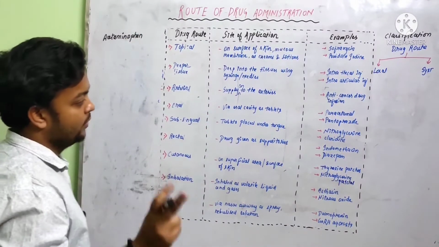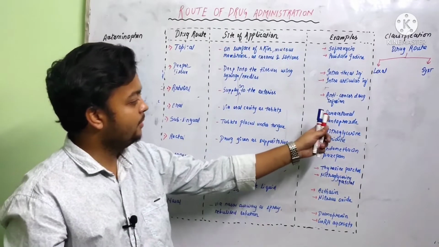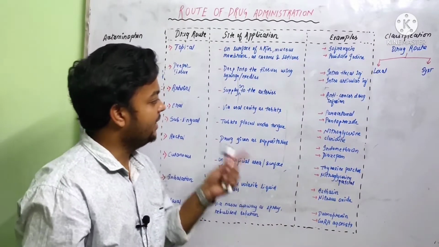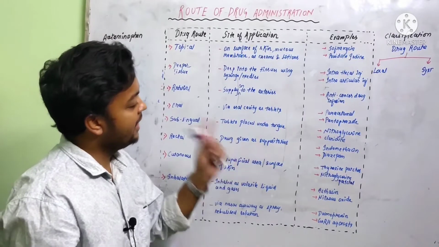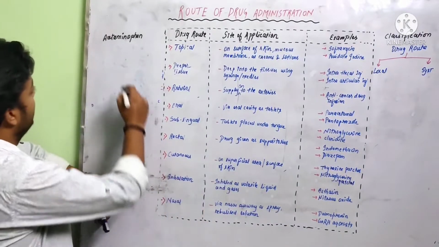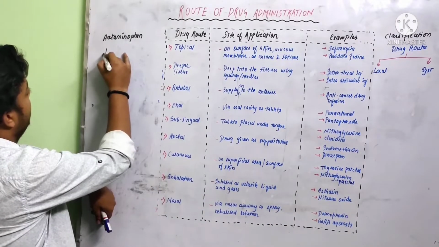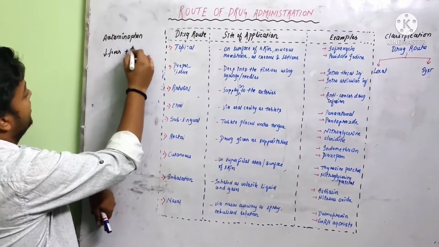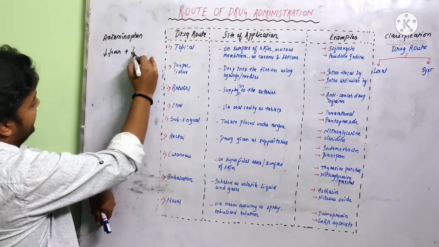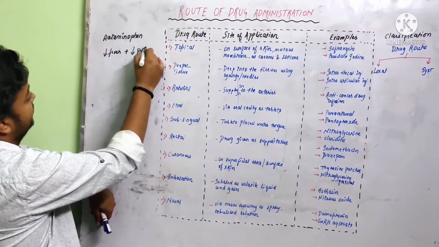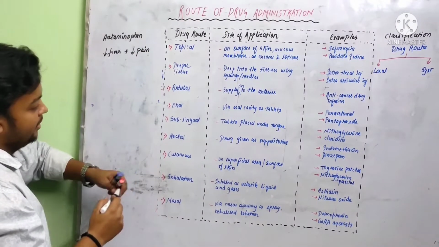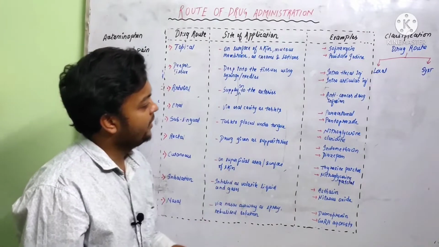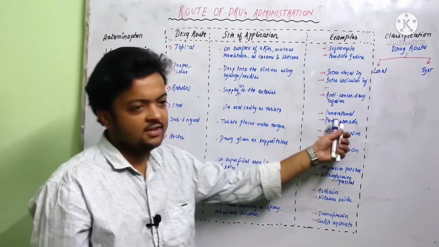Now, two words we have to remember: paracetamol is an antipyretic and analgesic. Let's write it down. Antipyretic means it decreases fever, and analgesic means it decreases pain. This is the use of paracetamol. In the COVID times, this paracetamol was extensively used.